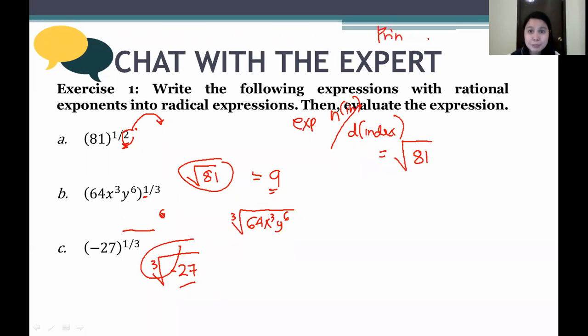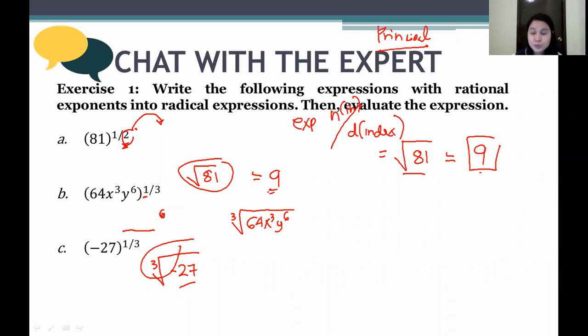What do you mean by the principal root? Remember when we have our answers in chapter 1, it can be positive or negative. This time, let's just take the positive sign. So our square root will be 9. So the answer for number 1 will be 9. Rewrite, then simplify.